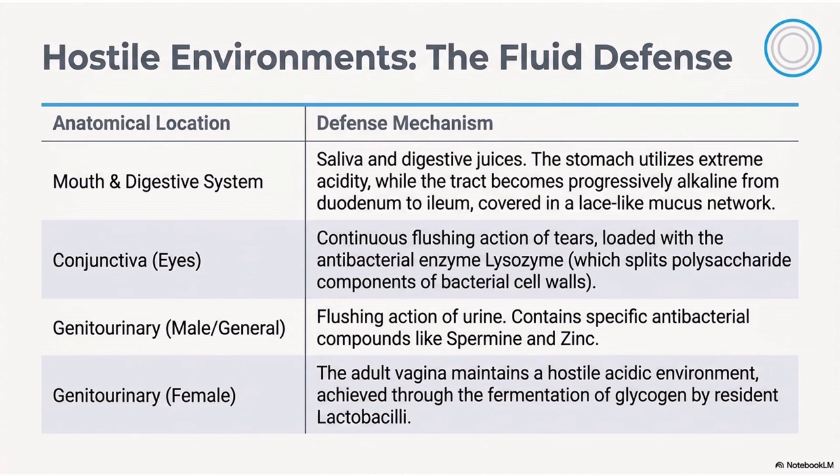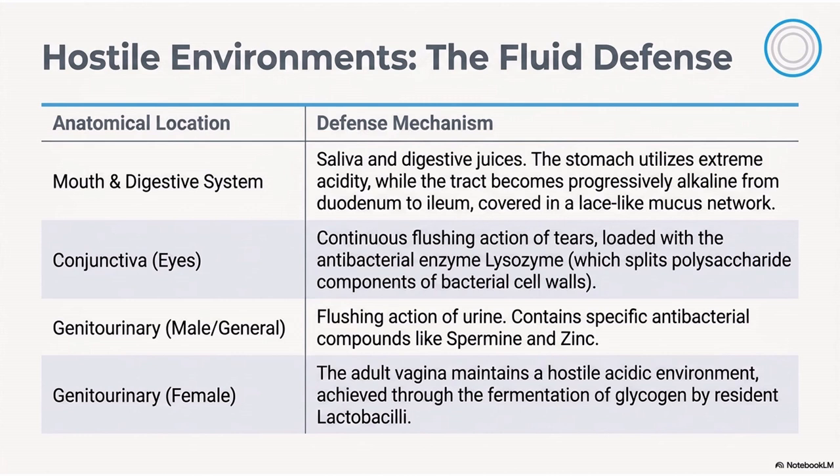Conjunctiva or the eyes, you have tears which also contain lysozyme, and the continuous flushing action. Every time you blink, the tears roll out and it will prevent infections from entering inside. In the genitourinary system, you have the flushing action of urine plus antibacterial compounds like spermine and zinc, which will not allow infections to get inside via the urinary tract.